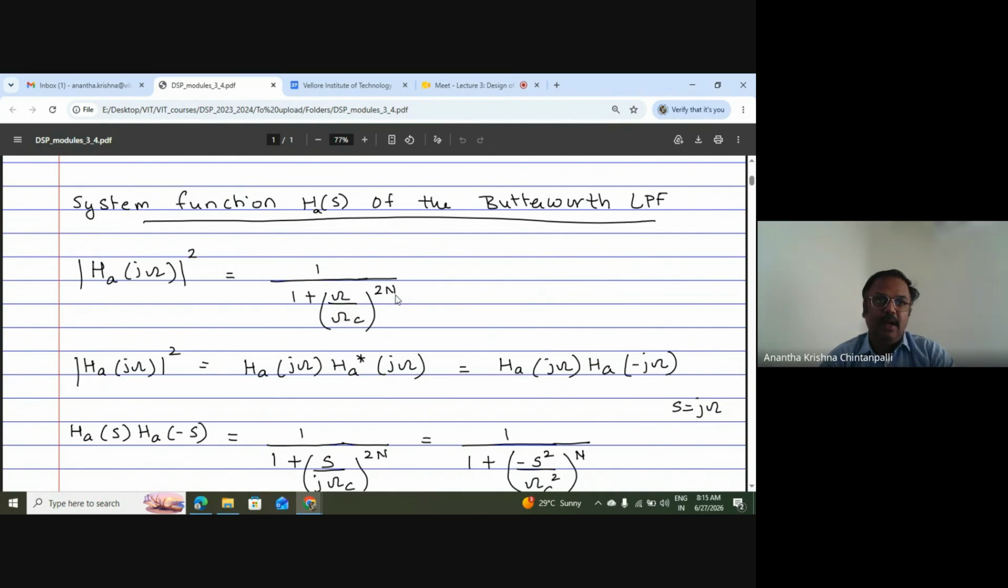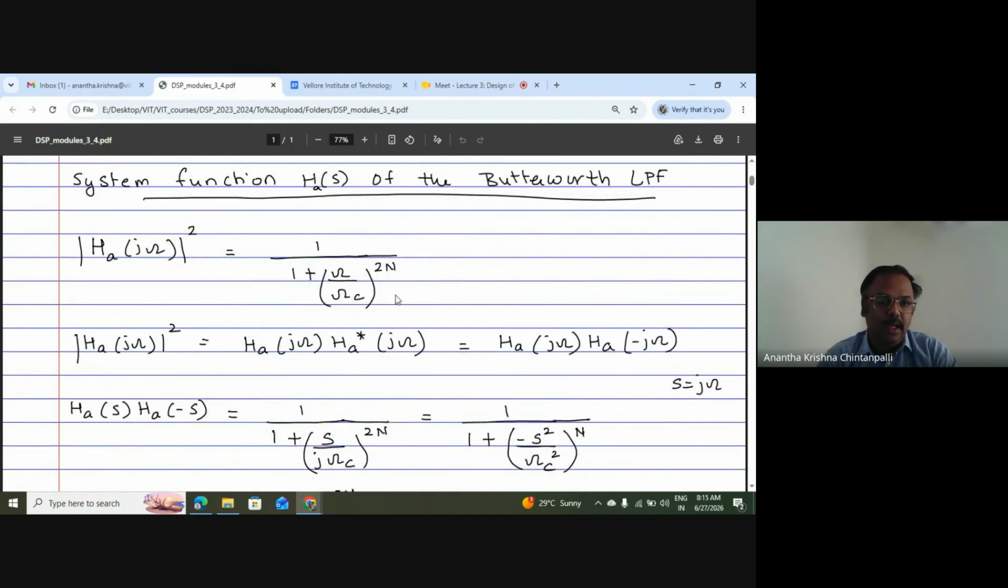Now let me try to obtain a system function which is H of s. The magnitude square can be put in this particular fashion. This magnitude square can be written as HA of j omega times HA conjugate of j omega. This conjugate I can remove by putting a negative sign, which is here. So we know that s is equal to j omega. So HA of s, HA of minus s is going to be 1 divided by, in this expression, in place of omega, I am going to put s divided by j, over omega c, to the power of 2n.